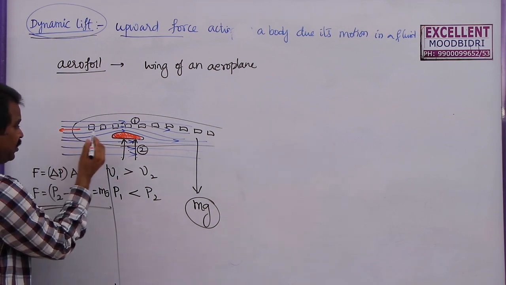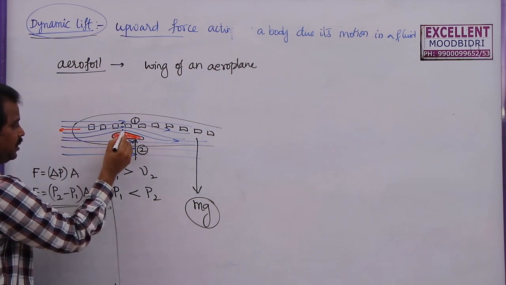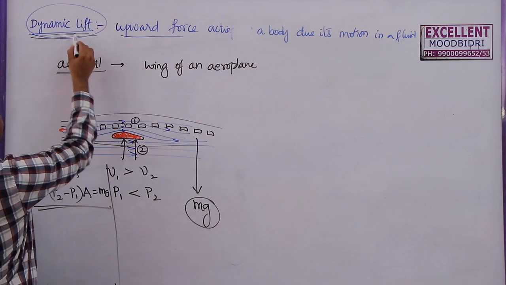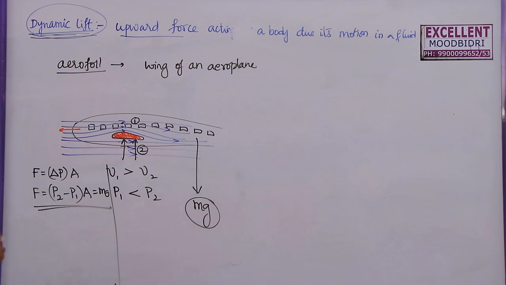So by creating this higher velocity above the wing, it is able to produce the required dynamic lift to keep the aeroplane in equilibrium.